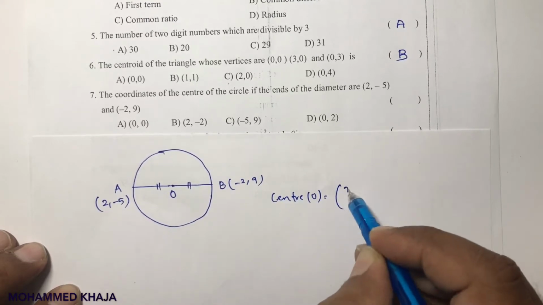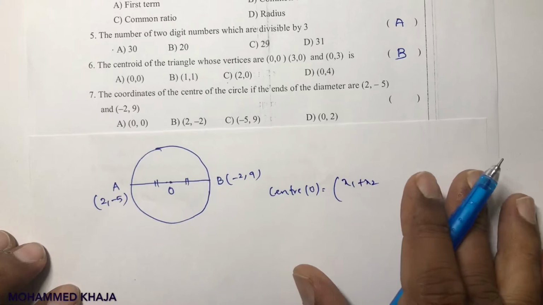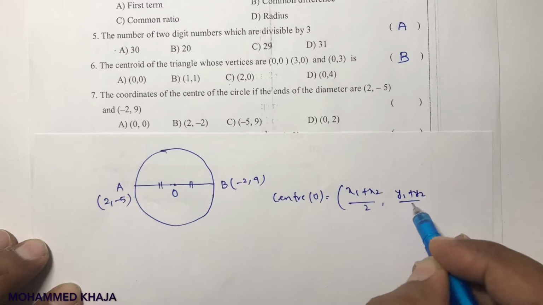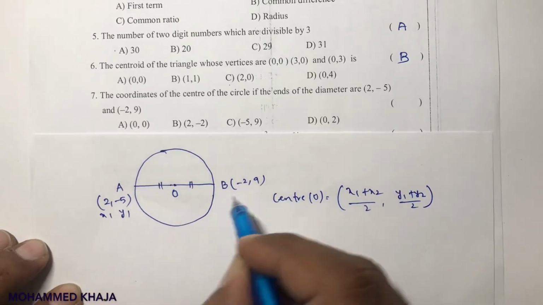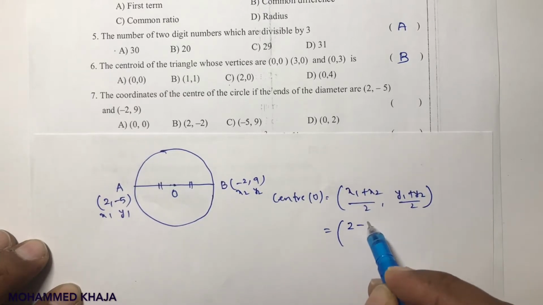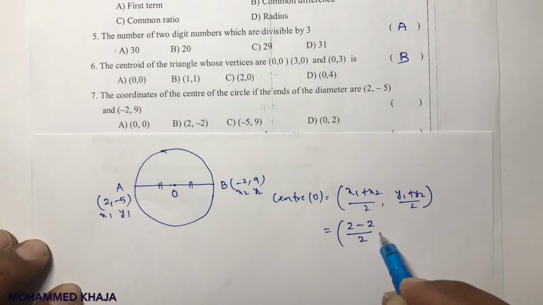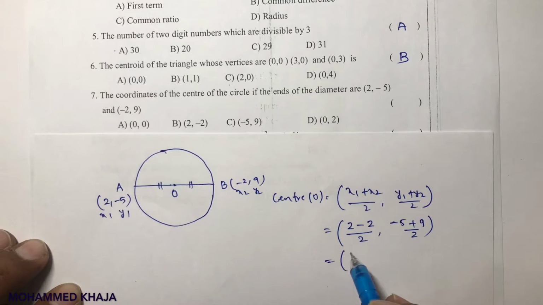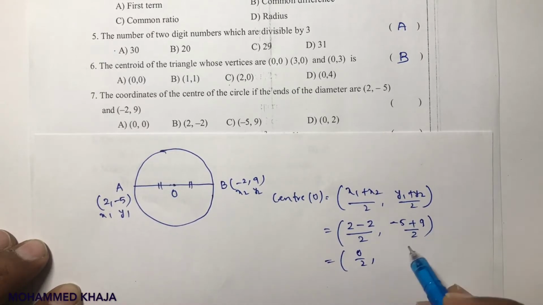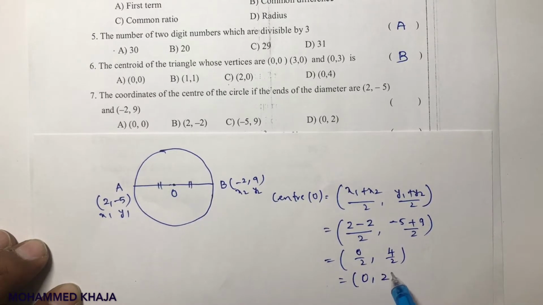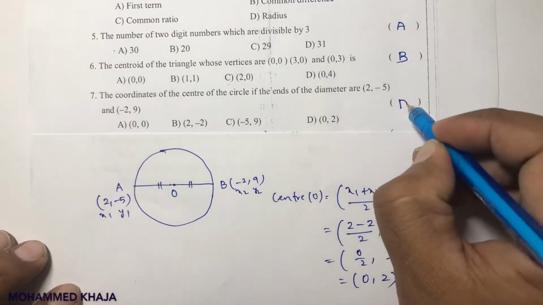the midpoint formula is (x1 plus x2) by 2, (y1 plus y2) by 2. So this is x1, y1, x2, y2. x1 is 2 plus x2 is minus 2, so (2 minus 2) by 2, (minus 5 plus 9) by 2. So 2 minus 2 is 0 by 2, minus 5 plus 9 is 4 by 2. So the answer is 0 by 2 is 0, 4 by 2 is 2. So the correct option is D.